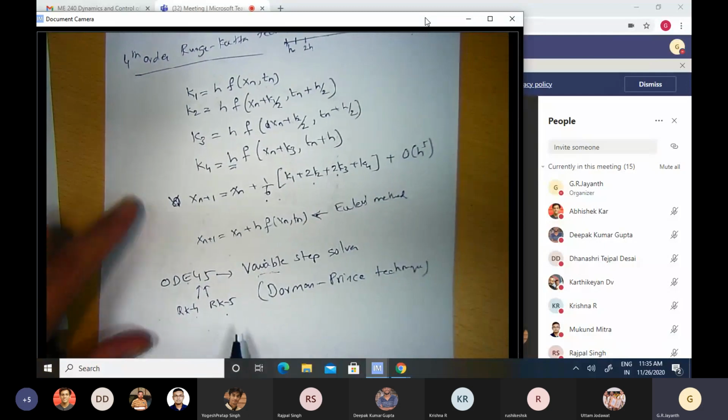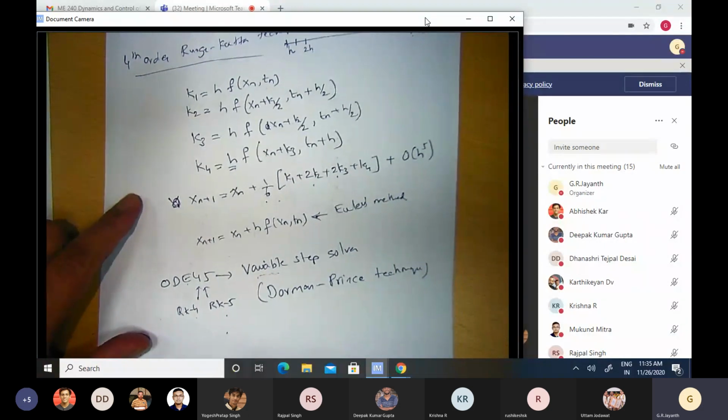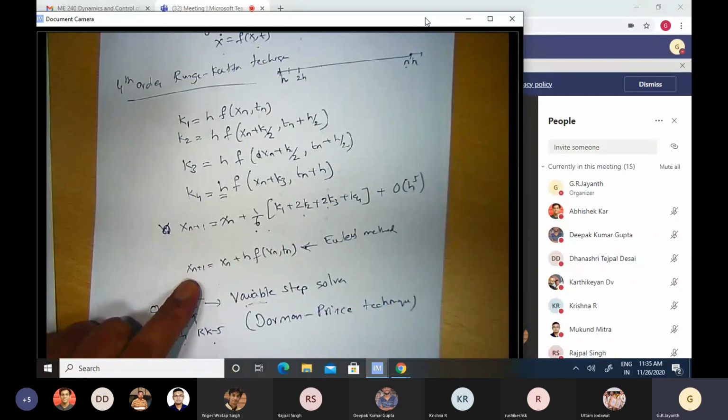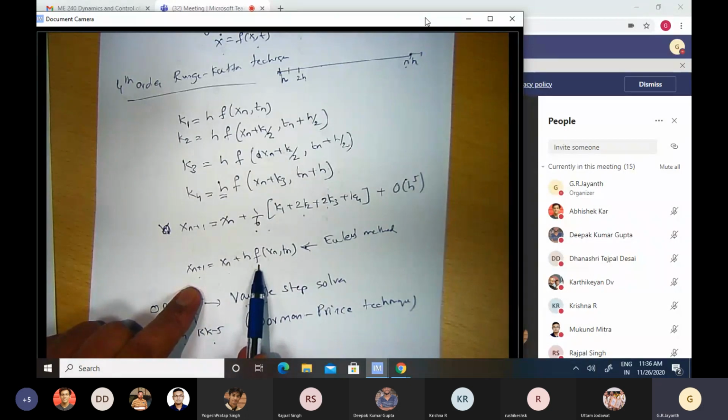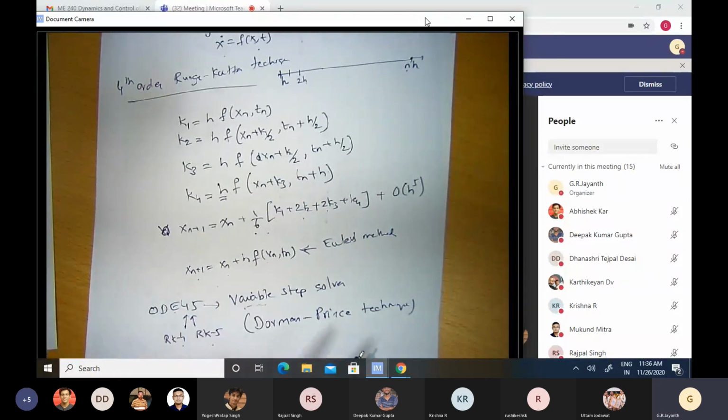This is just a single step method. It's called a single step method because you see, to obtain the solution for the next step, for the n+1 step, you're using information only about the solution at the nth step. f is also a function of xn and tn, and xn+1 therefore is also a function of only xn and tn. That's why it's called a single step solution. You're only using information about the previous step, about a solution at the previous step.